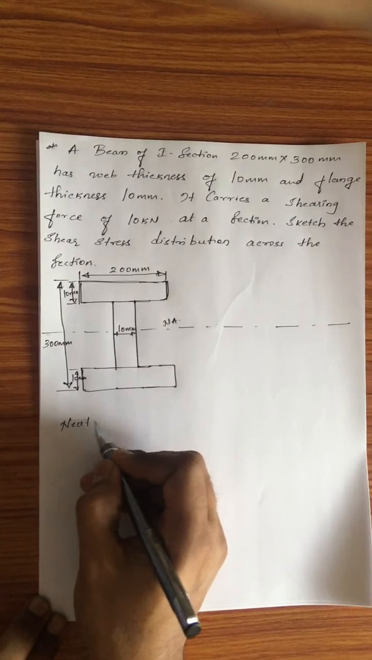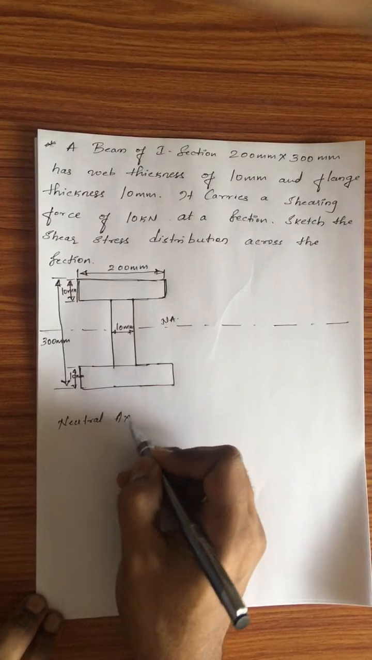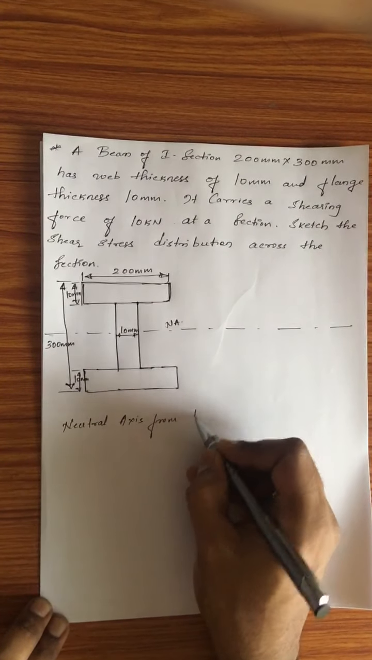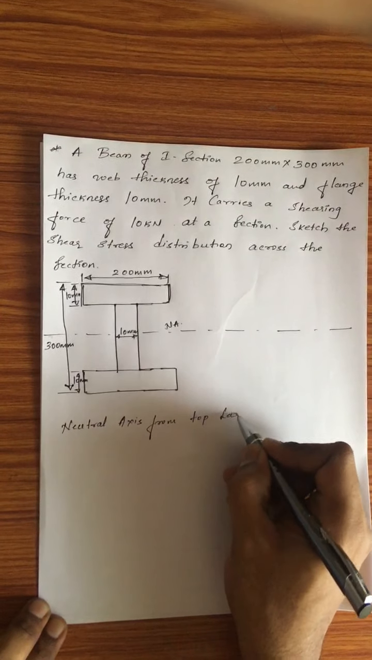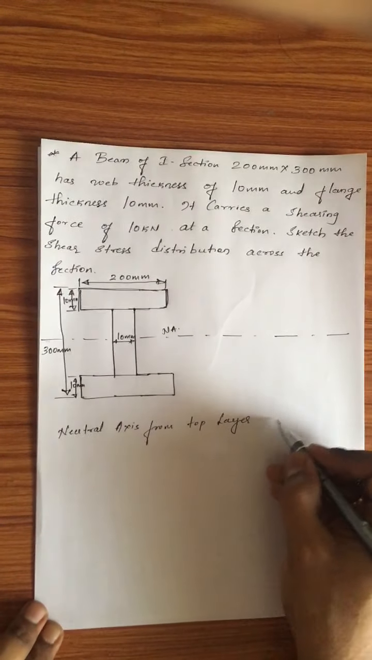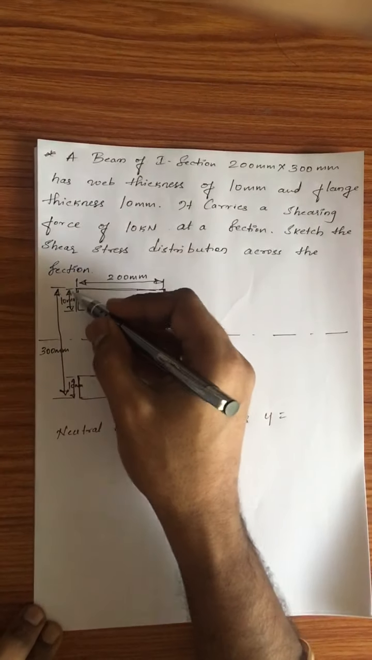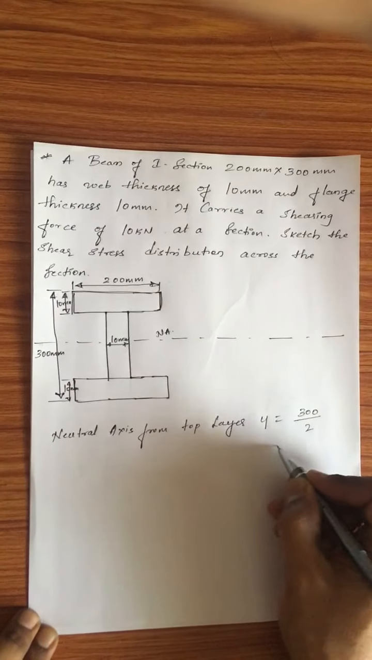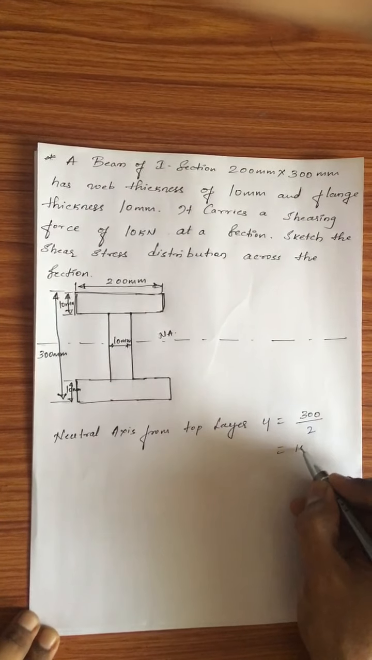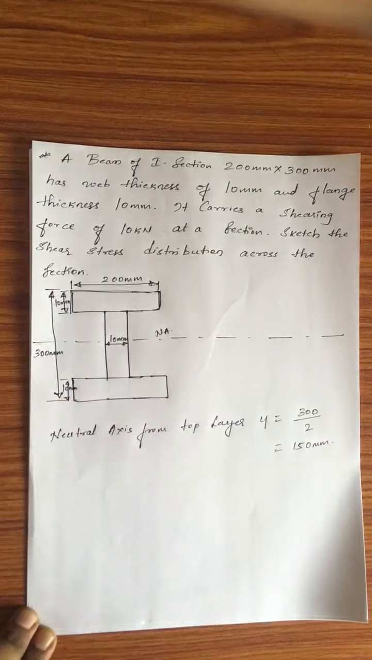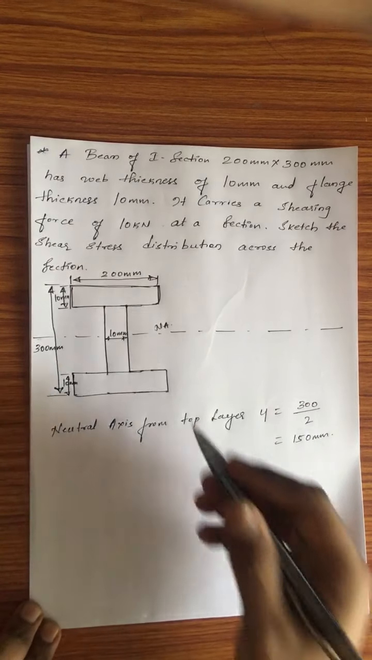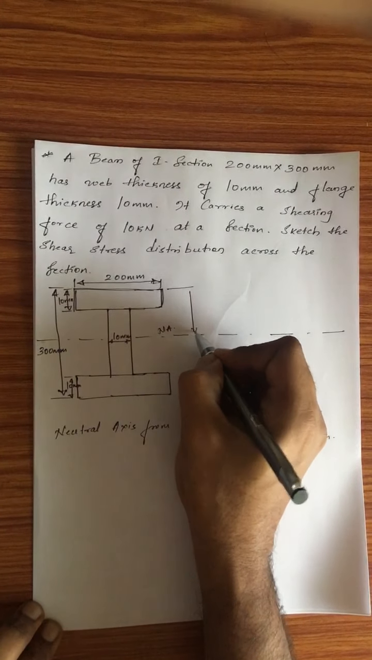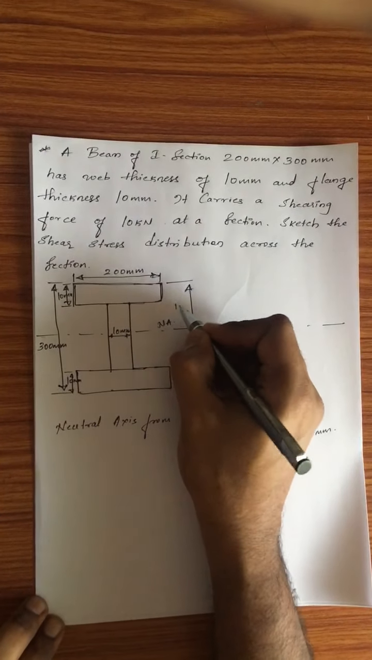Neutral axis from top layer, I'll denote it as y. It will be equal to this whole distance divided by 2, that is 300 divided by 2, which is 150 mm. Okay, now that we have located the neutral axis, I know that this distance is 150 mm. I'll just write it down.